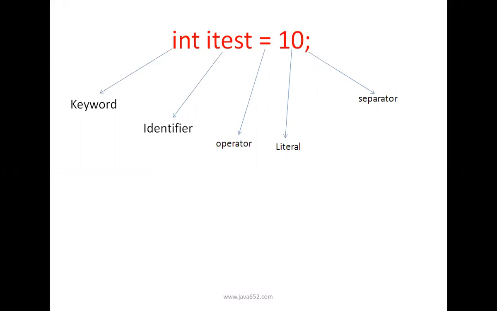Here we have a statement: int itest equal to 10. Int is a keyword because it has a fixed meaning. Does itest have a fixed meaning? No. So it is a variable or identifier. This statement puts the value 10 into the variable itest.